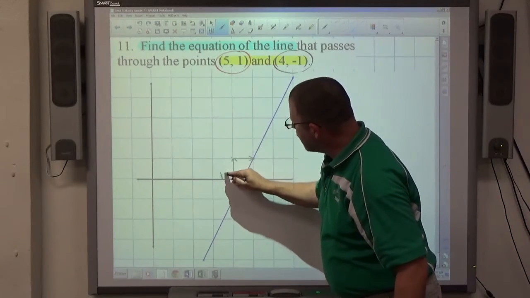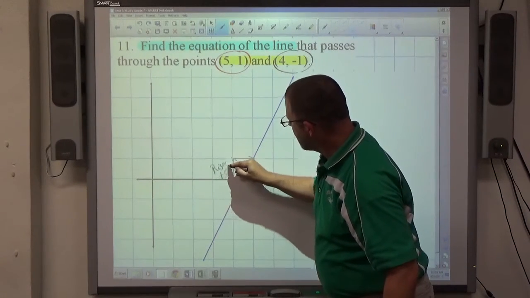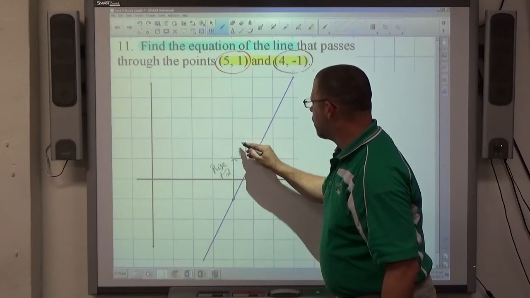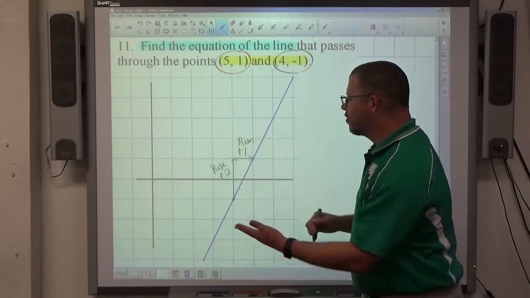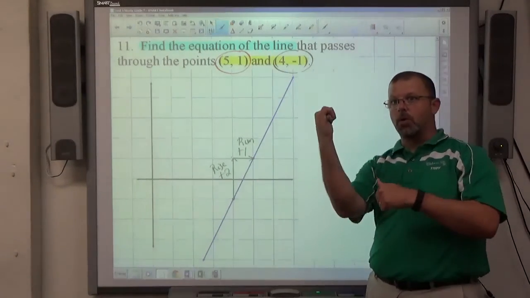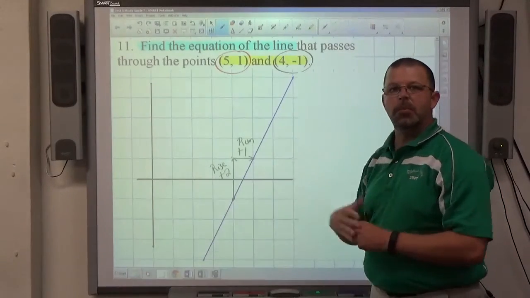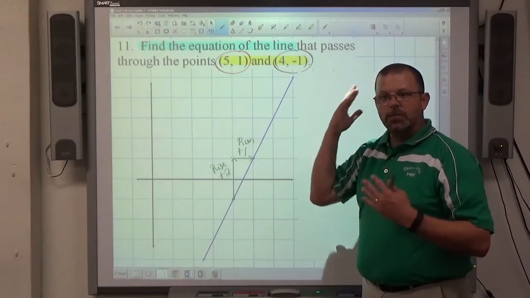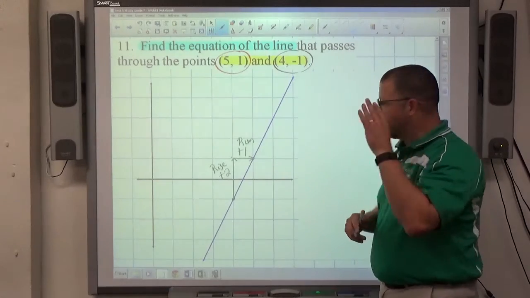I'm going up 2 spaces, rise. I'm going right 1 space, run. Okay, both those directions are positive directions. Going up or going right. Going down and left are both negative directions. All right. Just make sure that whichever direction you're going, you get the right sign on that direction.